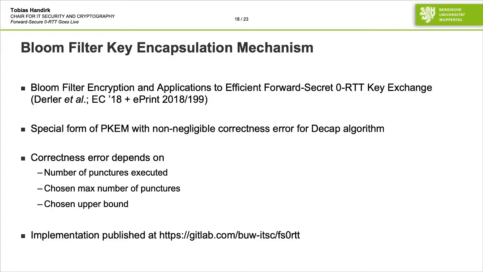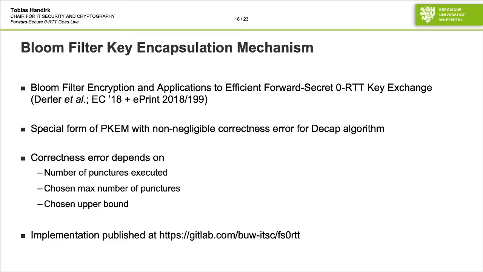Now, the two parameters chosen at key generation not only influence the failure probability, but also the size of the secret key. So when generating a key pair, we have a trade-off between the size of the secret key and the failure probability. Choosing a lower bound on the failure probability or a higher maximum number of punctures leads to a larger secret key size.